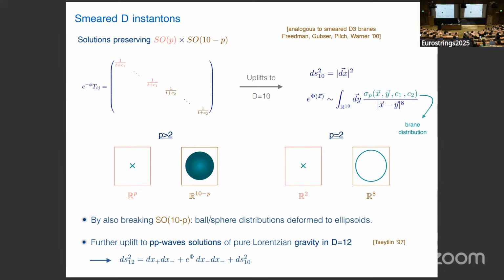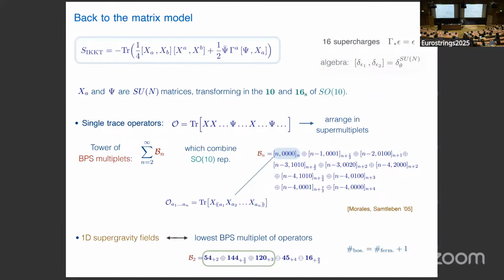Maybe one last thing, not to say too much on this slide: these solutions you can actually uplift even further to solutions of pure Lorentzian gravity in 12 dimensions, and they correspond to pp-wave solutions. This follows the work of Zeitlin in 97. Okay, so finally, in the last few minutes, let me come back to the matrix model.